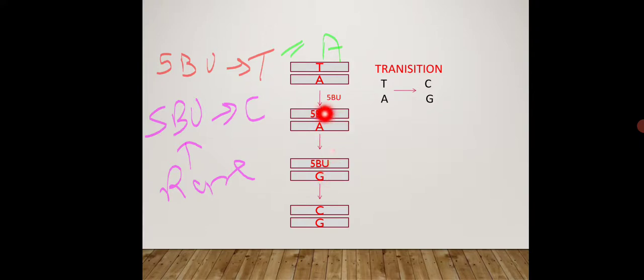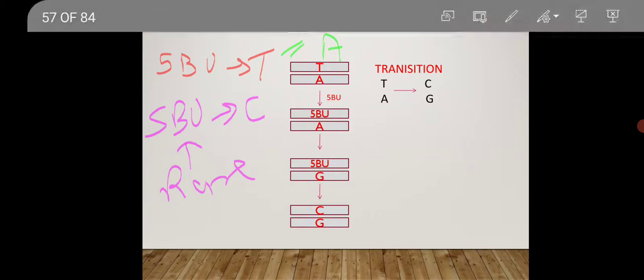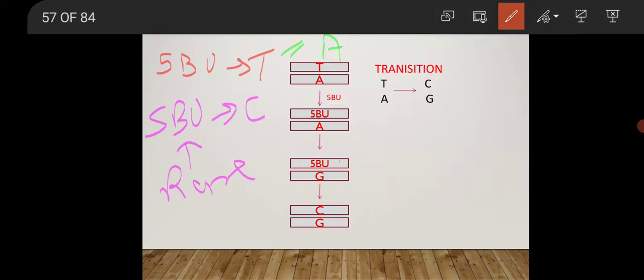After replication, this is the first replication. After the second replication, now this is the common form. In the second replication, there is addition of the rare form, and we know the rare form is cytosine. So here, instead of 5-bromouracil, cytosine is there. And here 5-bromouracil means thymine is there, which is the common form, and this is the rare form.